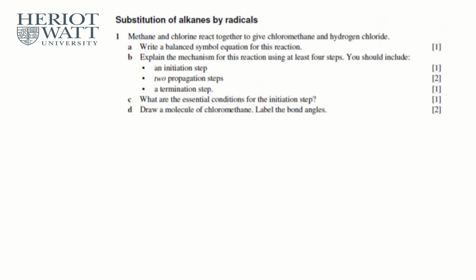All right. Now, another question here is about substitution of alkanes by radicals, or sometimes we call it free radical substitution. That's the name of the reaction mechanism when alkanes react with halogens under UV conditions. So methane and chlorine react together to give chloromethane and hydrogen chloride. Let's look at A. Write a balanced symbol equation for this reaction.